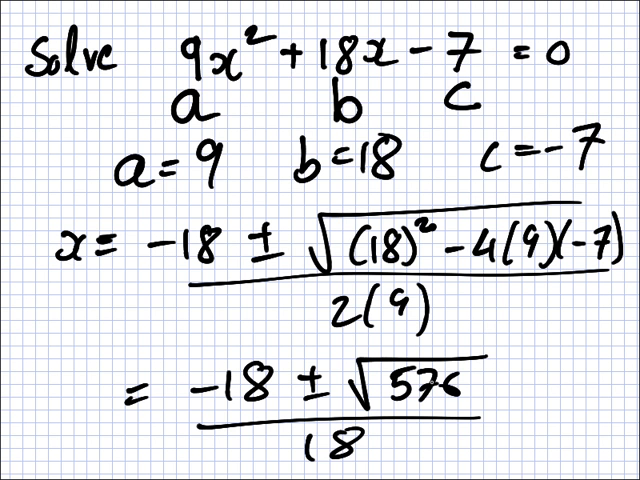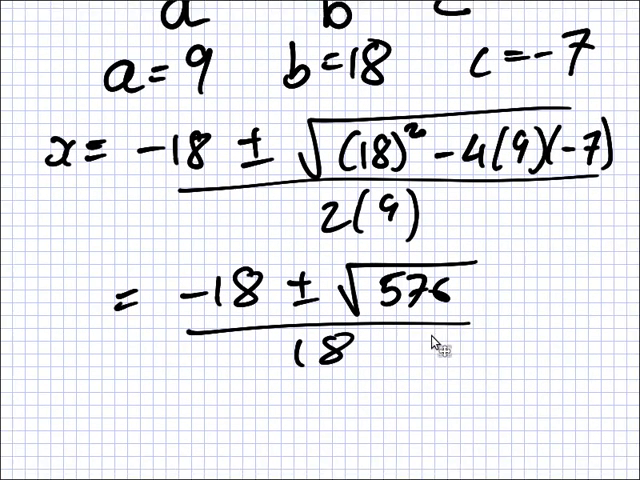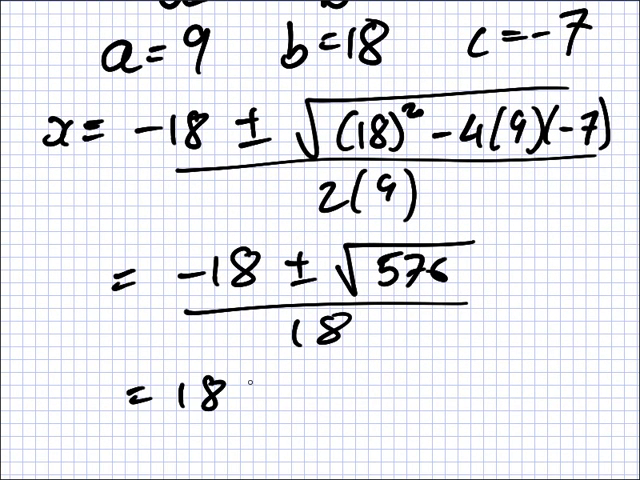And does 576 simplify if you root it? Is it anything nice? Oh, it's exactly 24. Nice. So this actually becomes 18 plus or minus 24 over 18, isn't it? Yeah, so that's going to be two answers, right?